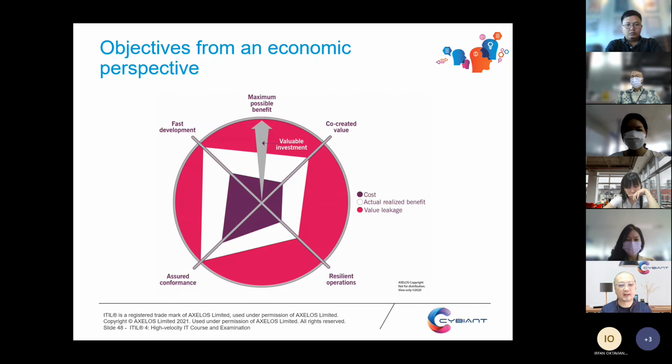Okay. And this diagram explains the first two slides that we went through to say that if we're talking about a high velocity IT, the key areas that we need to measure are fast deployment, co-creation of value, resilient operation, assured conformance, which is the compliance part. And we try and drive maximum benefit out of it.